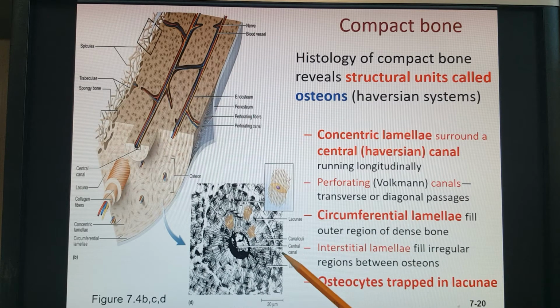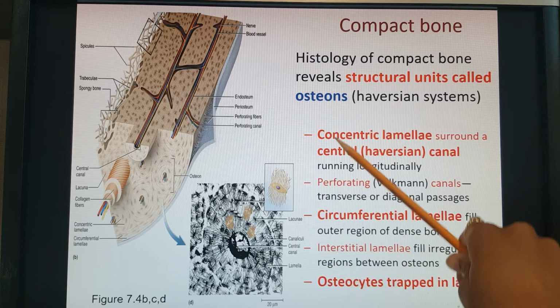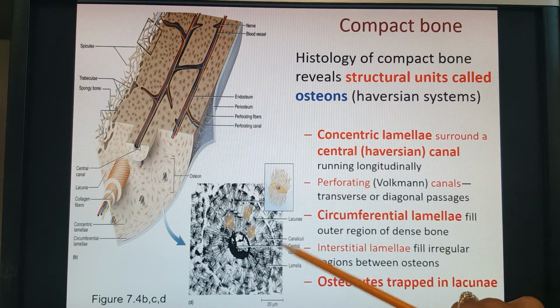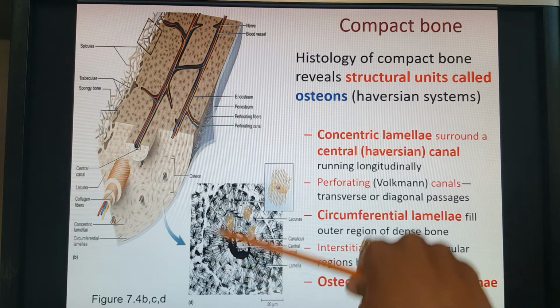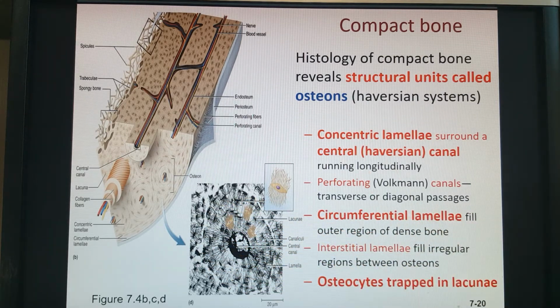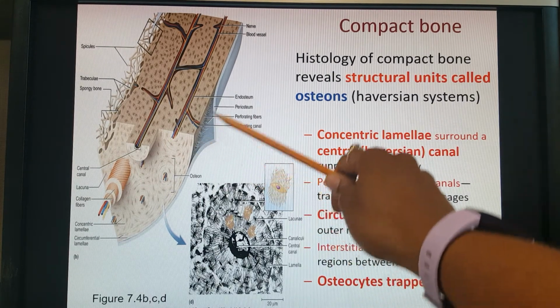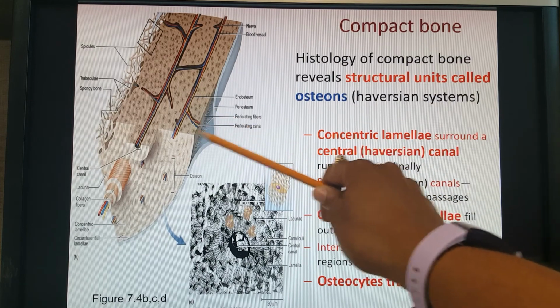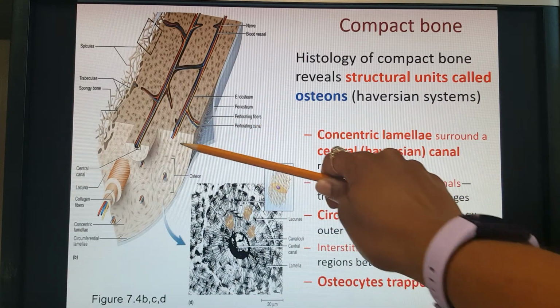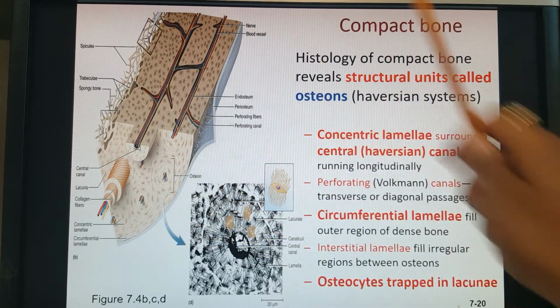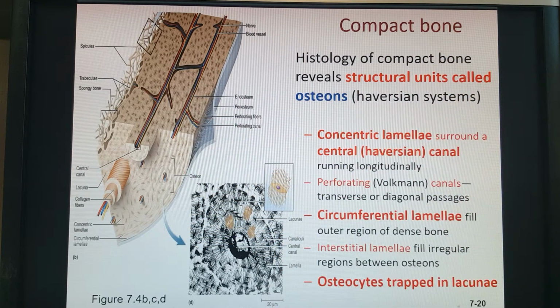So around our resorption canal, we have concentric lamellae, like concentric circles, so layers going around that central or resorption canal. On the outside of our compact bone, where we have those osteoblasts hanging out by the periosteum, we just continue building bone on the outside. So we have our circumferential lamellae, just extra additional layers that aren't exactly part of an osteon. So they're just adding more layers on the outside of bone, so like widening the bone.